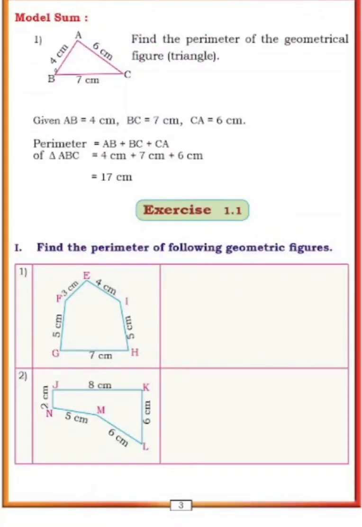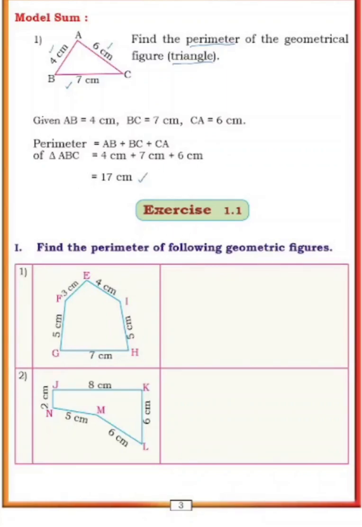Let's solve the model sum. Here AB is given 4 cm, AC is 6 cm and BC is 7 cm. Find the perimeter of the geometrical figure. So here a triangle is given. Now, given AB is equal to 4 cm, BC is equal to 7 cm and CA is equal to 6 cm. To find the perimeter, we have to add them all, which is 17 centimeters. Therefore, the perimeter is 17 centimeters.